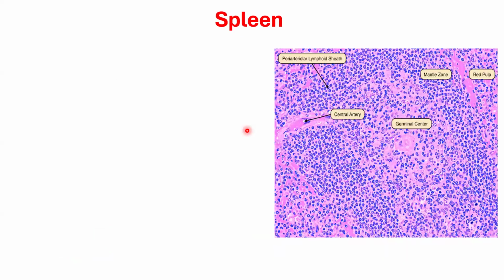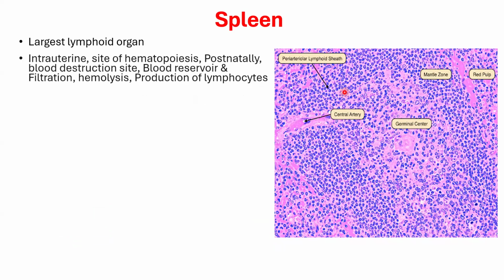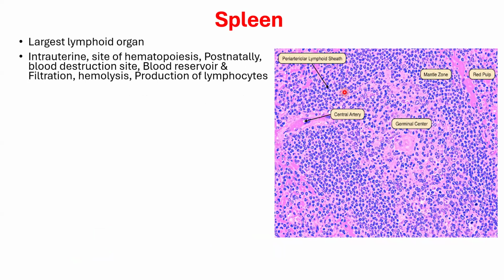Let's talk about the spleen. Remember, the spleen is the largest discrete organ, the largest lymphoid organ. This image is just showing us the parenchymal bit of the spleen. We will come into that in a few minutes. But before then, in intrauterine life, it's a site of hematopoiesis, site of blood production. Postnatally, its functions are blood sequestration, a blood destruction site, also a blood reservoir, filtration, hemolysis, and production of lymphocytes. So it plays an important function.